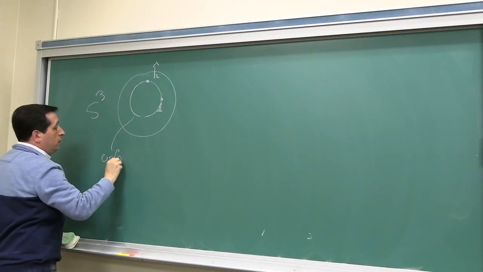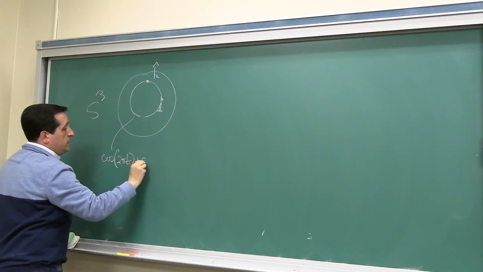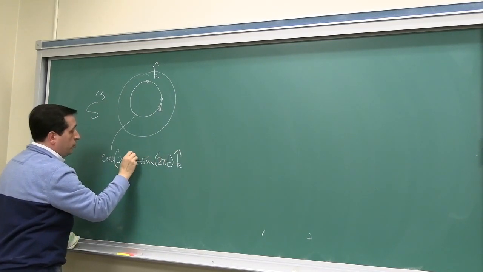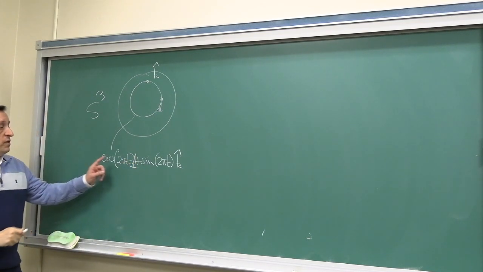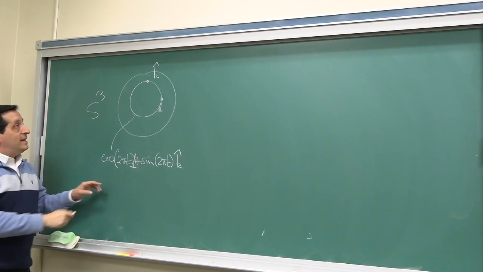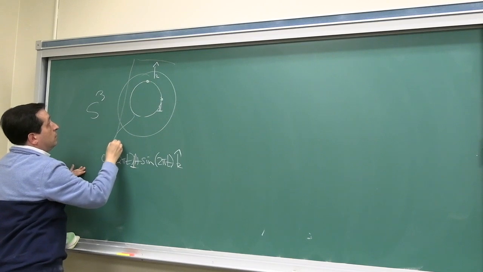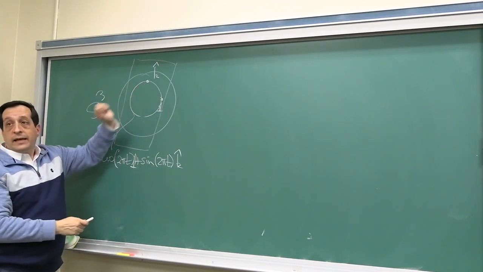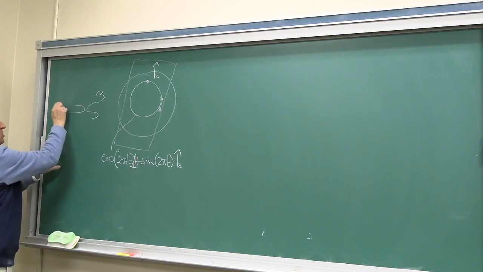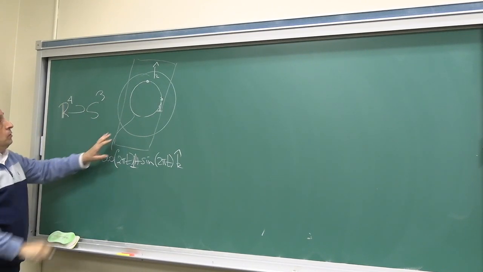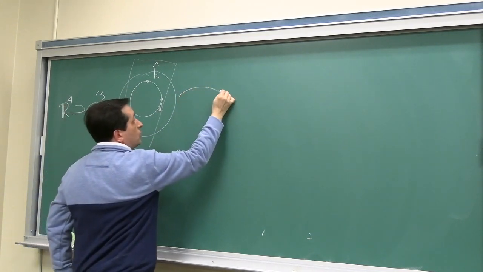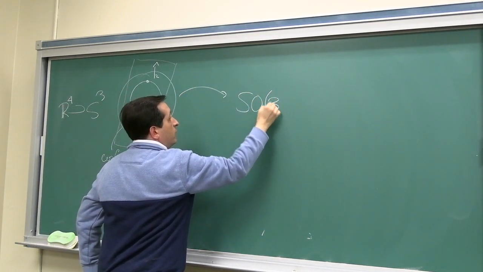Sorry, cosine, let's say 2 pi t plus sine 2 pi t k. Sorry, I should have put a 1 there. So this is a circle in the plane spanned by 1 and k. So in this thing that sits inside R4, we have a circle. Now, what happens when you send this to SO3?